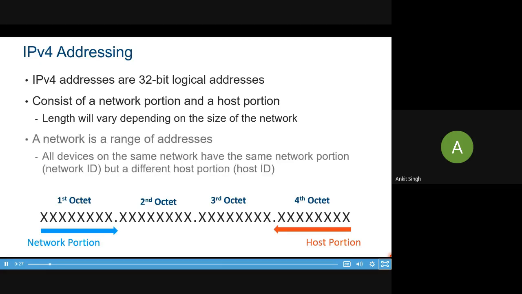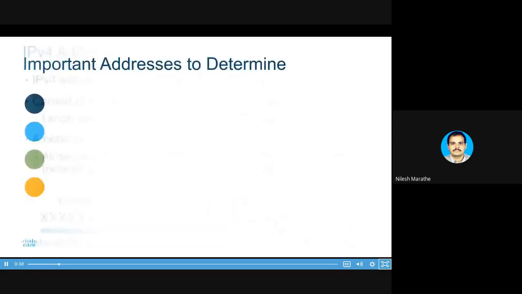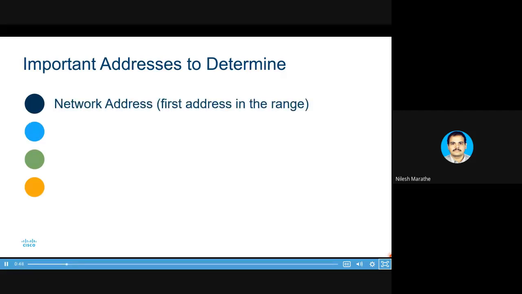A network can be thought of as a range of addresses. All devices on the same network have the same bit pattern for their network ID, but they will have a different host ID. Some addresses in this range are reserved and have a special name and meaning. For example, the first address in the range is used to identify the network itself and cannot be assigned to any host. It is referred to as the network address.